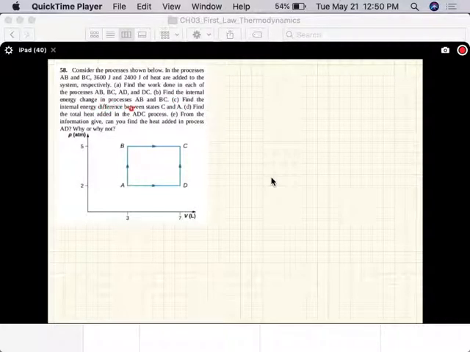Find the internal energy change in processes AB and BC. Find the internal energy difference between C and A. Find the total heat added in the process. Oh man, we'll be here forever. From the information given, can you find the heat added in process AD? Why or why not? Okay.